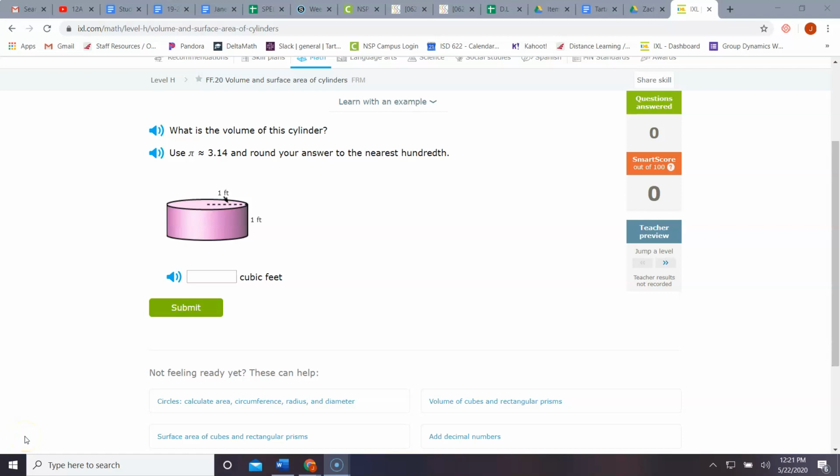Hey everyone, so we are looking at our final skill in IXL for this year, looking at the volume and surface area of cylinders. The thing I want you to notice is that this one actually has volume and surface area together in the same skill, so you'll need to pay attention to what it's looking for. But the only figures that we're talking about are cylinders. So let's take a look at Learn with an Example quick.